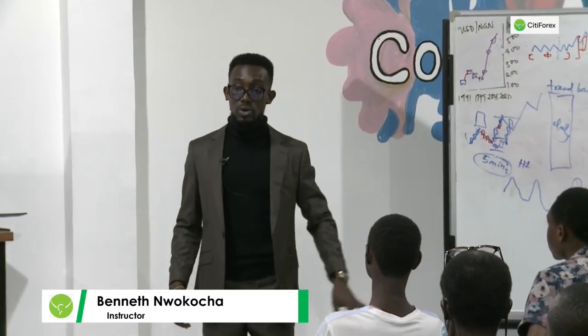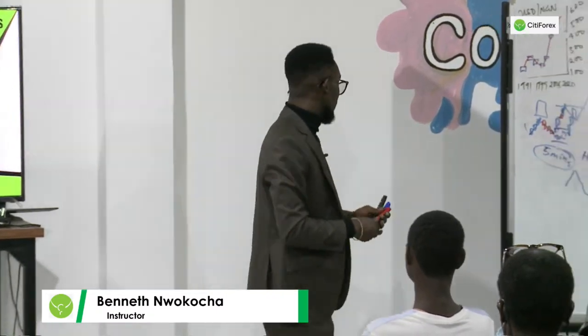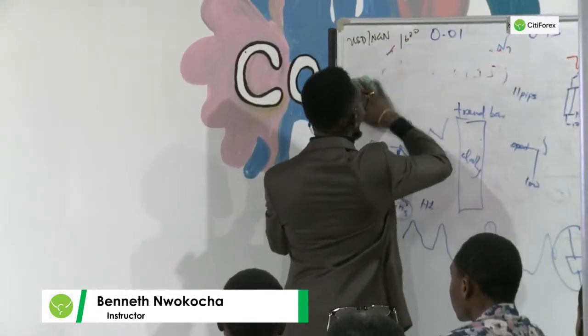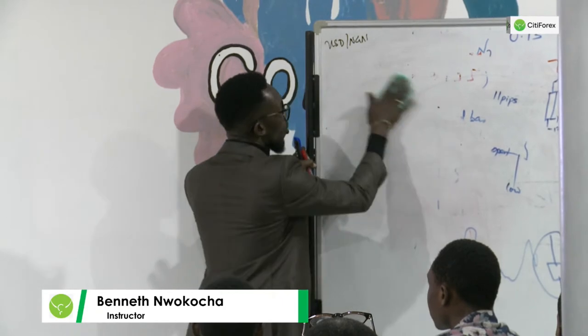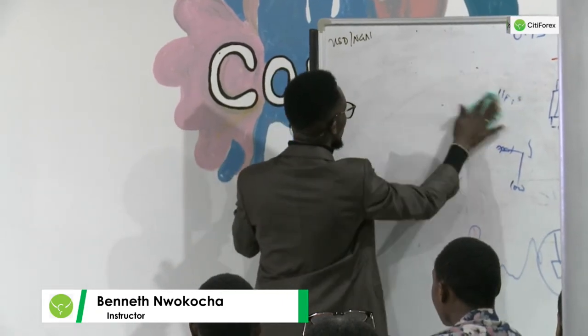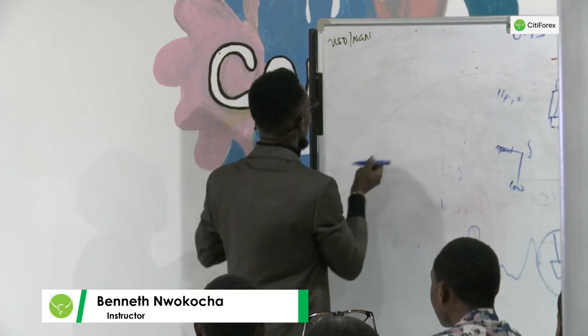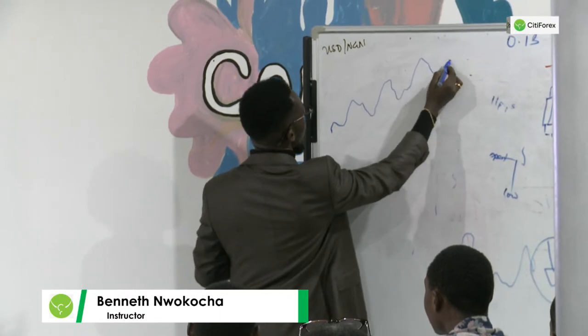Your signal bars. We call that a signal bar. So what I'm saying is this. Let me show you in pictorial form. If you look at the chart, the market is going up, and then you put a moving average. Let's say the market is going like this, going like this, going like this.